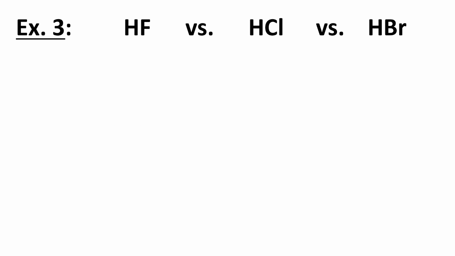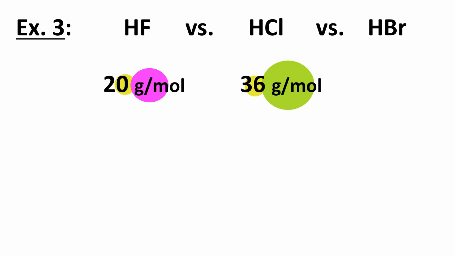And then our third example, let's consider once again the halogens, but now hydrogen halides. So HF, hydrogen fluoride, compared to HCl, hydrogen chloride, compared to HBr, hydrogen bromide. And HF is 20 grams per mole, HCl is 36 grams per mole, HBr is 81 grams per mole. All of these are polar, and they get increasingly large, going from HF to HCl to HBr. So we would expect increasing London dispersion forces going from HF to HCl to HBr.